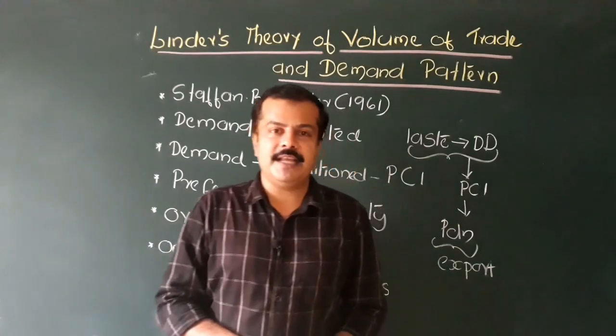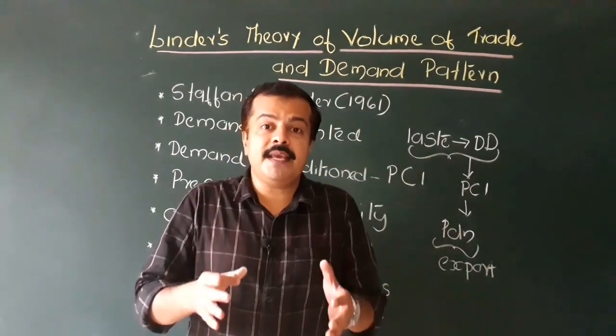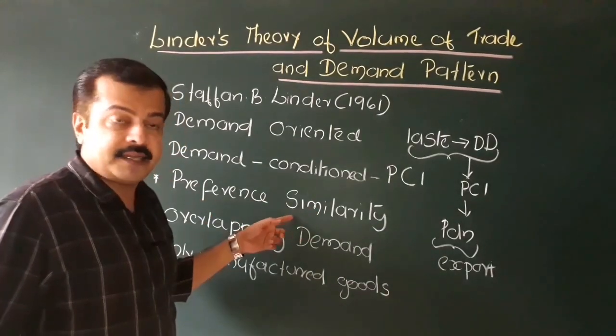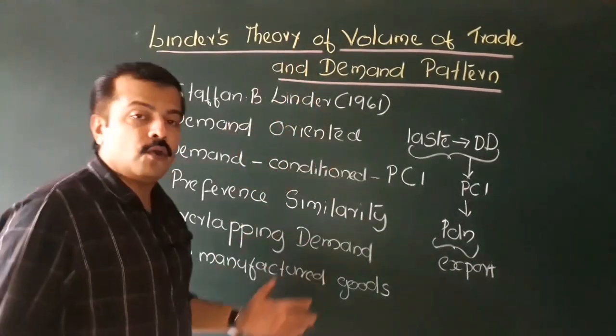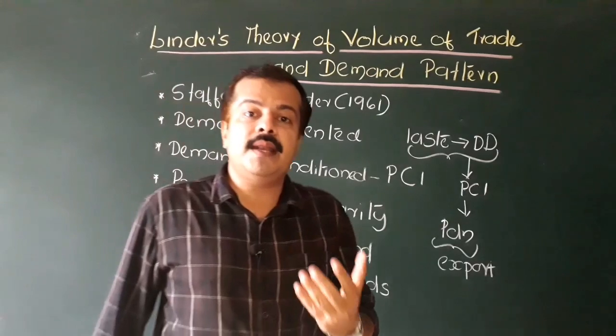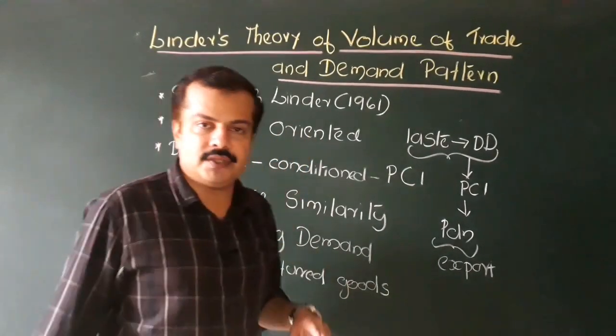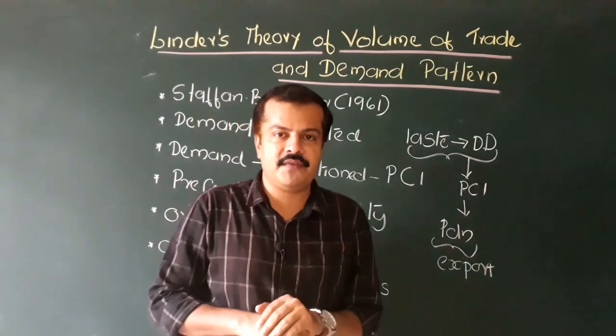Linder also pointed out that there can be a preference similarity. That's why many times this theory is also called the preference similarity hypothesis or overlap in demand hypothesis. Let us explain how this in fact happens.